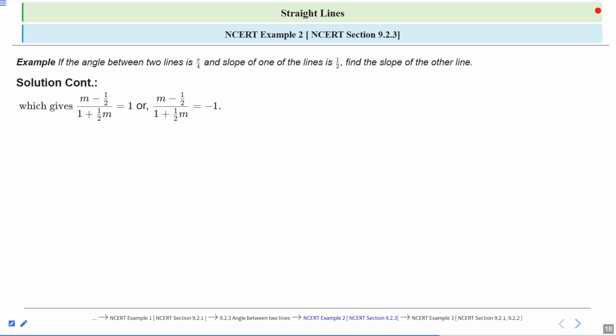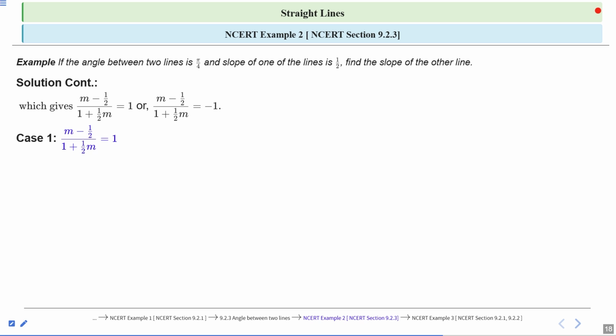So this gives us (m minus 1 by 2) divided over (1 plus 1 by 2 times m) is equal to 1, or (m minus 1 by 2) divided by (1 plus 1 by 2 times m) is equal to minus 1. So modulus value of (m minus 1 by 2) over (1 plus 1 by 2 times m) equal to 1 gives us (m minus 1 by 2) over (1 plus 1 by 2 times m) is equal to 1, or equal to minus 1.